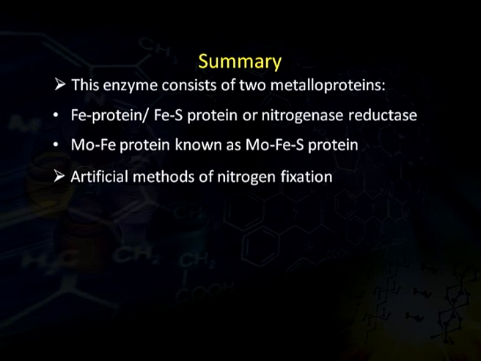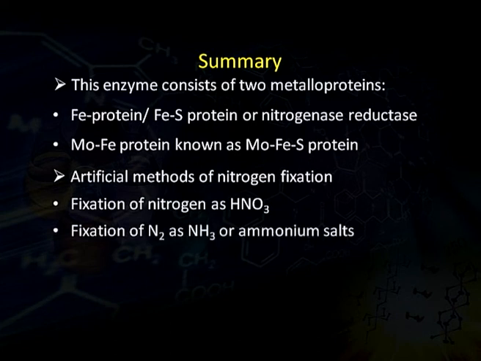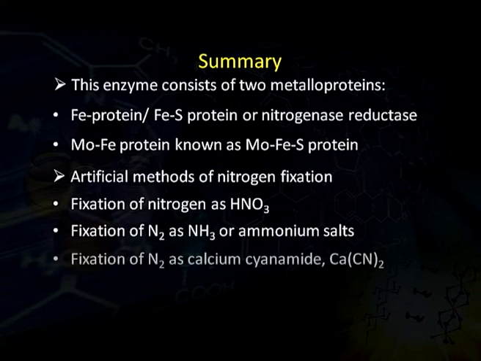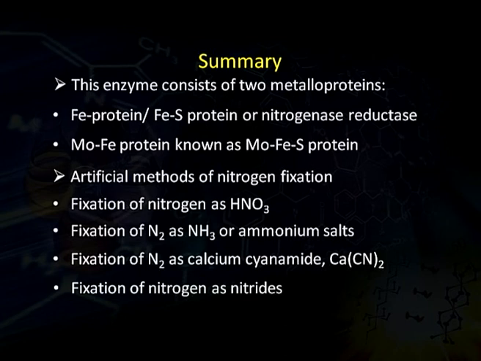The artificial methods of nitrogen fixation were also discussed. These include fixation of nitrogen as nitric acid, fixation of nitrogen as ammonia or ammonium salts, fixation of nitrogen as calcium cyanamide, and fixation of nitrogen as nitrides. In the end, we have discussed the nitrogen cycle, how this nitrogen is being cycled into the atmosphere. With this, I have completed the series on the topic bioinorganic chemistry.